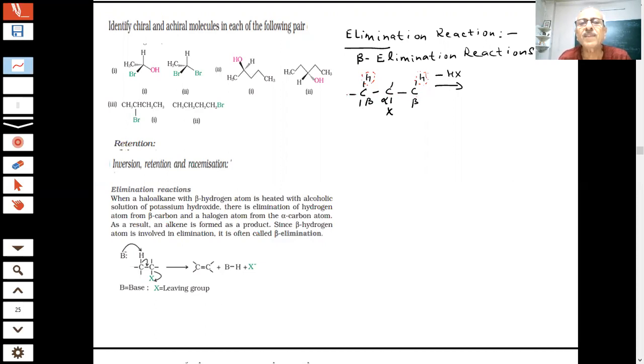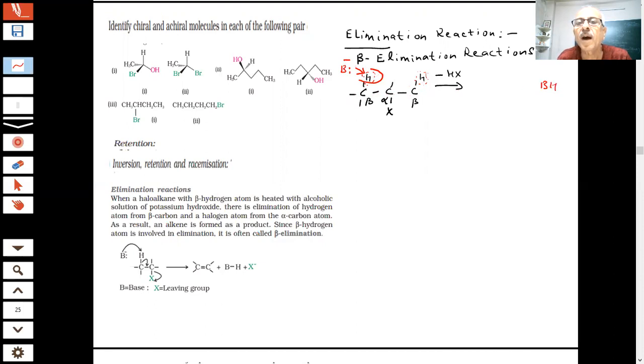What happens in this reaction? If you have a base, what will a base do? A base has a negative charge or a lone pair of electrons present on it. What does the base do, students? It abstracts the proton. Base will abstract this proton. This proton will be abstracted by the base. H plus is leaving from here, students. So the base will take the proton, BH.